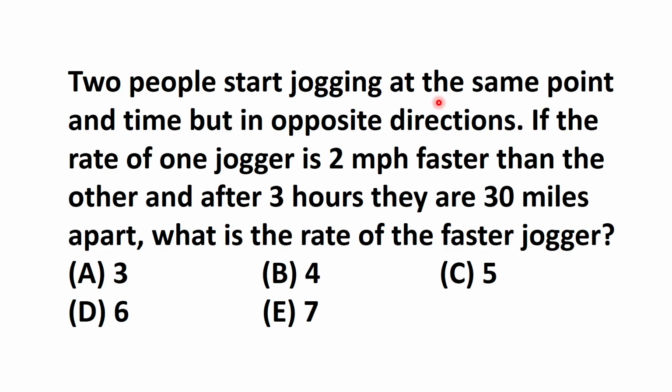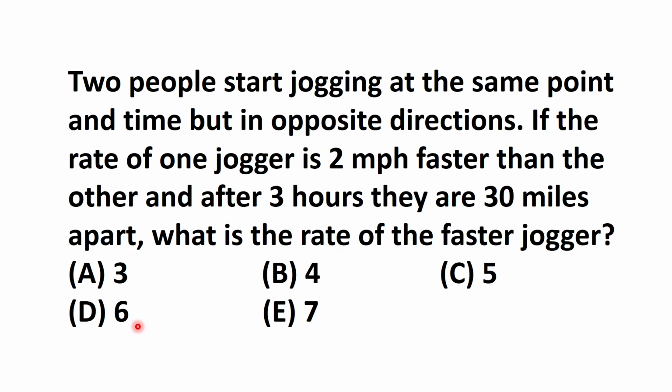Today we have this word problem. Two people start jogging at the same point and time but in opposite directions. If the rate of one jogger is 2 miles per hour faster than the other and after 3 hours they are 30 miles apart, what is the rate of the faster jogger? The options are: A 3, B 4, C 5, D 6 and E 7. So what is the correct option and correct answer?